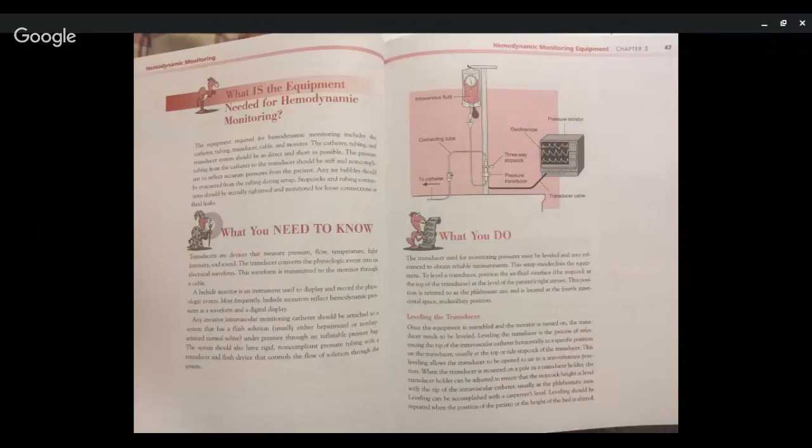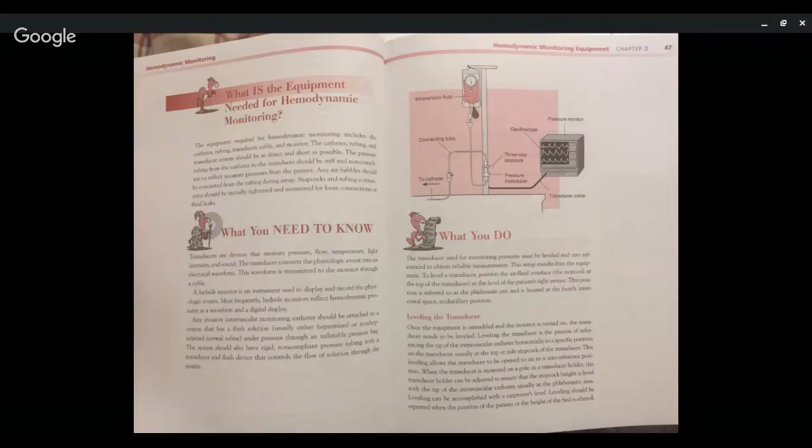Need to know. Transducers are devices that measure pressure, flow, temperature, light intensity, and sound. The transducer converts the physiologic event into an electrical waveform. This waveform is transmitted to the monitor through a cable. A bedside monitor is an instrument used to display and record the physiological events. Most frequently, bedside monitors reflect hemodynamic pressures as a waveform and a digital display.